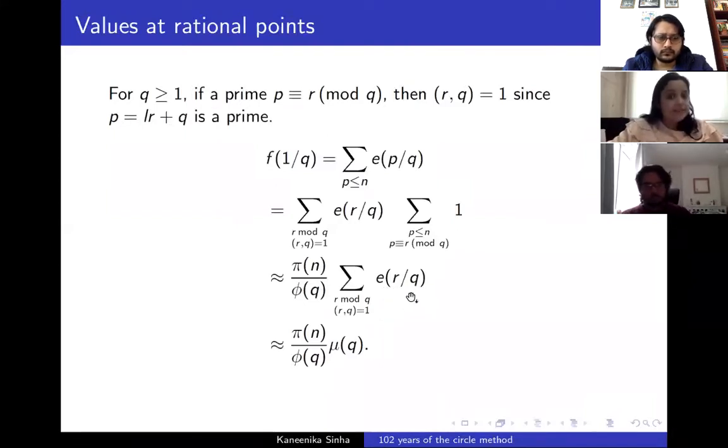And again, I leave it as an exercise for students to verify that this inner exponential sum actually turns out to be equal to mu of q, where mu is the Mobius function. If q is a square free number, mu of q takes the values minus 1 or 1, depending on whether q has an odd number or even number of prime factors. And if q is not square free, then mu of q is equal to 0.